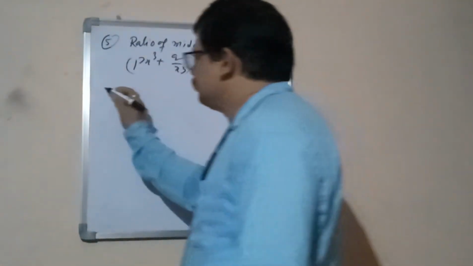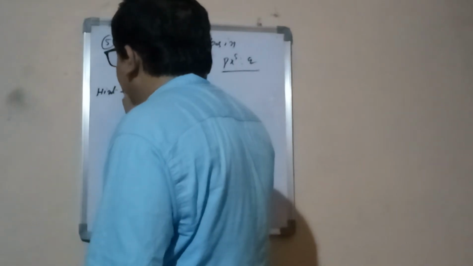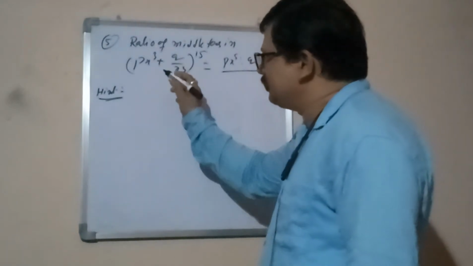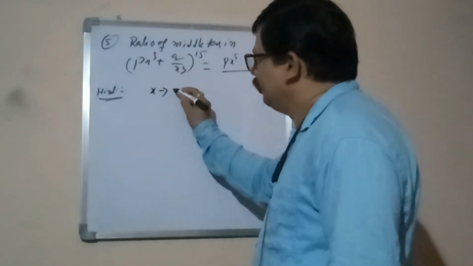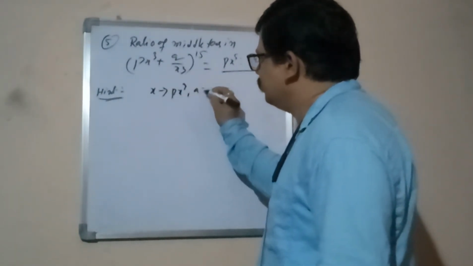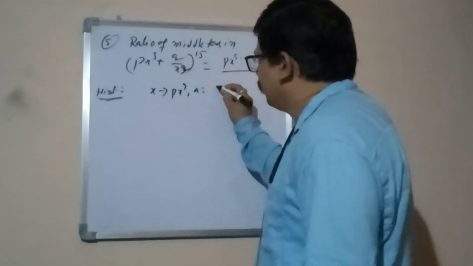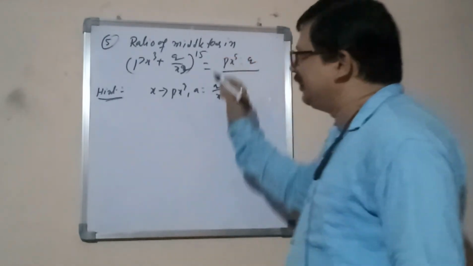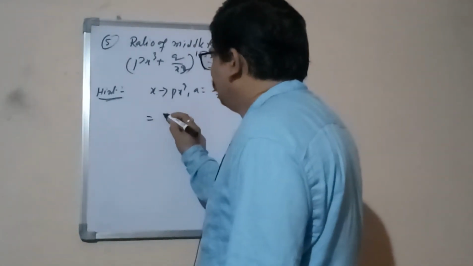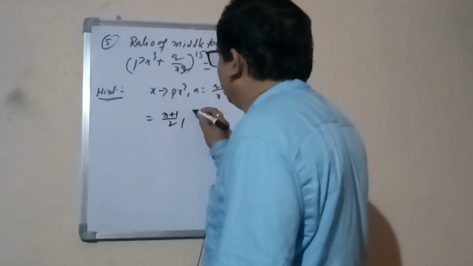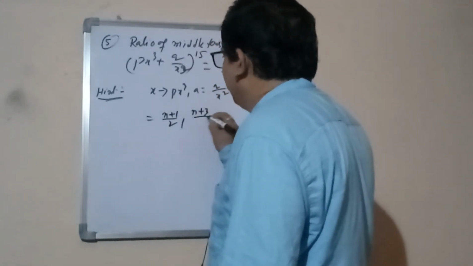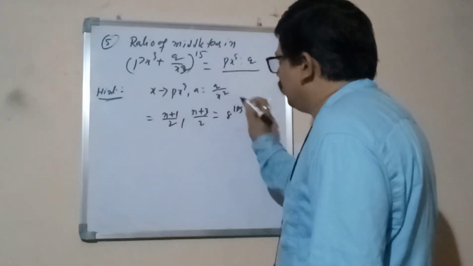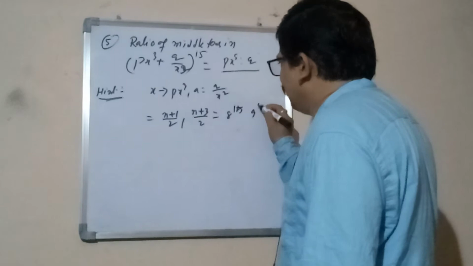Some work out for this. First, listen carefully. Here x means this value: px^3, a means q/x^2. You know, here it asks for the middle term. The middle term formula is this: (n+1)/2 and (n+3)/2. You substitute here: 15 plus 1 over 2 means the 8th term, again (15+3)/2, and the 9th term.